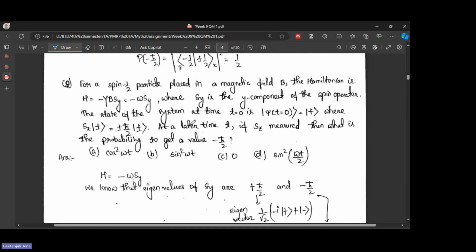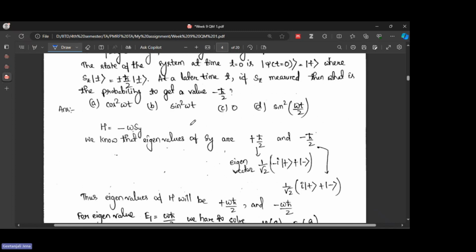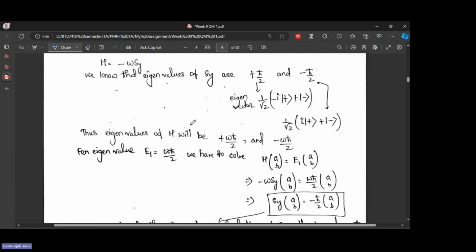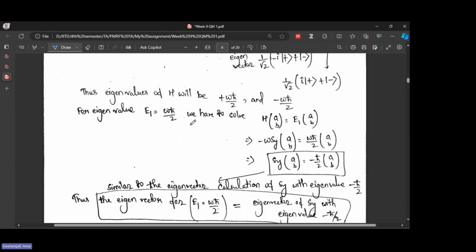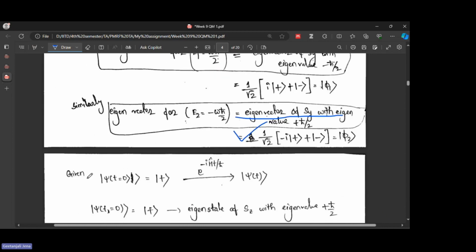The question is about the probability of getting minus ħ/2 at a later time t when we measure the Sy operator. So first we have to find out what the state will be after a time t, and then we will act the Sy operator on it and find the probability. If you see this equation, the initial state is the plus state. Now we act the time evolution operator, e to the power minus iHt by ħ, and it will give the final state psi of t.